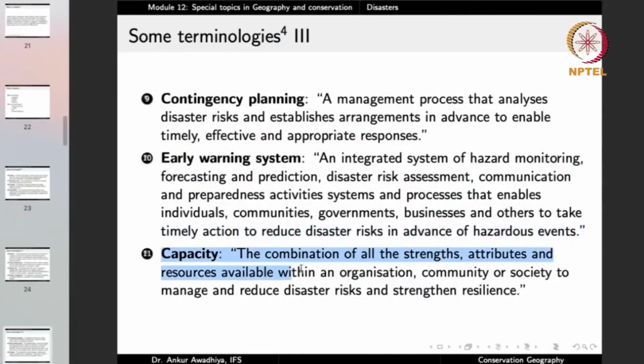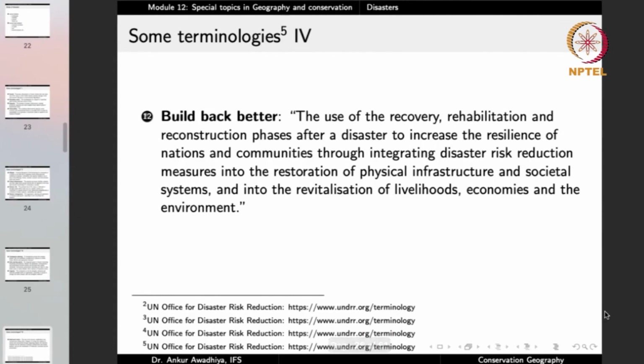Then we have capacity, the combination of all the strengths, attributes and resources available within an organization, community or society to manage and reduce disaster risk and strengthen resilience. So it is a combination of everything, all the strengths of a society or a community, all the attributes, all the resources that are available within the community or the organization to manage and reduce the disaster risk and strengthen the resilience. Now, resilience is the property of coming back once the disaster has actually happened.